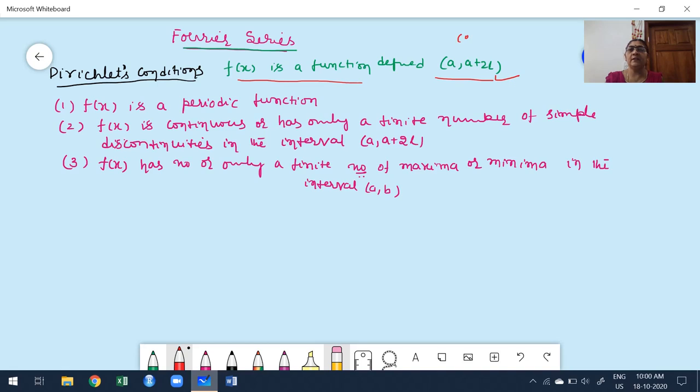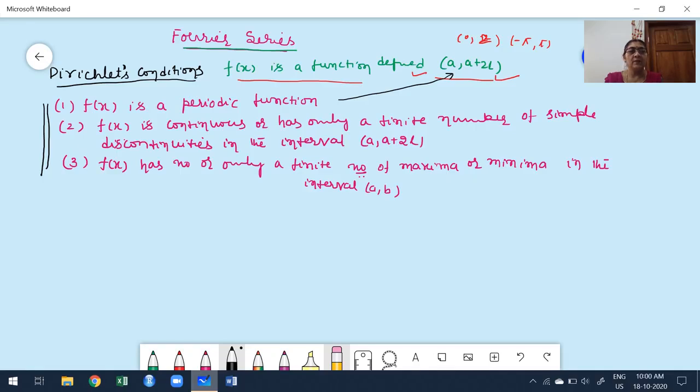Just like 0 to 2 pi or minus pi to pi, like that. Keep in mind, if you want to construct a Fourier series, the function must be defined in a certain limit. Even though the function is defined in a certain limit, you can't step into the construction of Fourier series. It must satisfy some conditions. The conditions are that the function is a periodic function in the corresponding interval. For example, here I consider the function is defined in the interval a comma a plus 2l. Therefore, the function is a periodic function in the interval a comma a plus 2l.